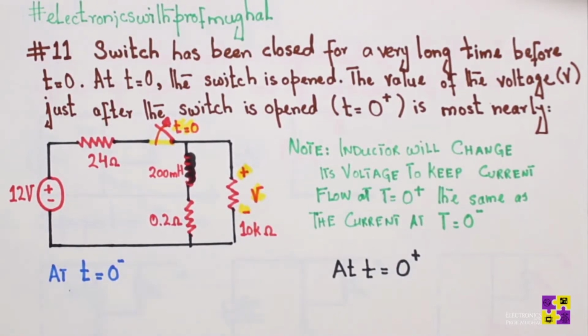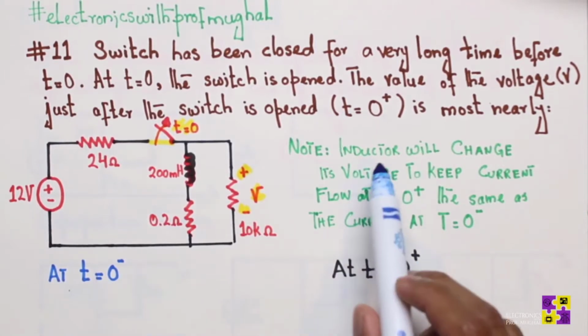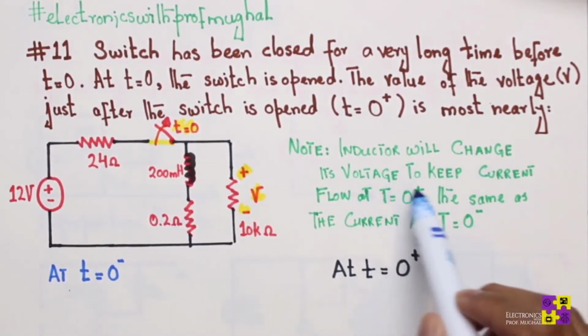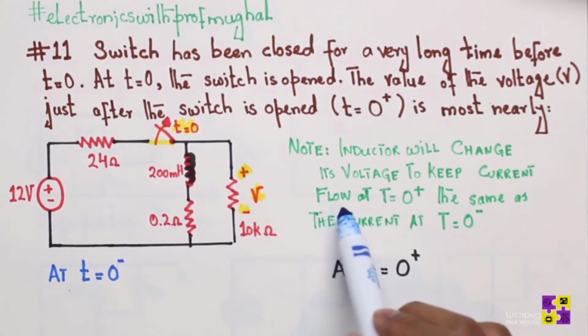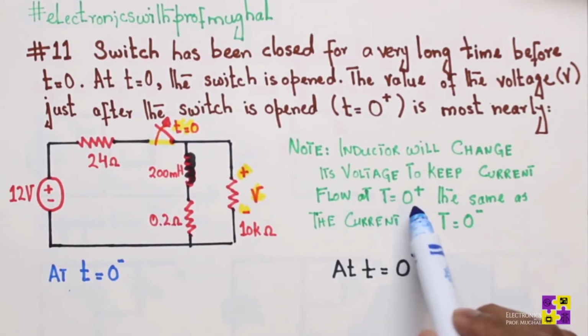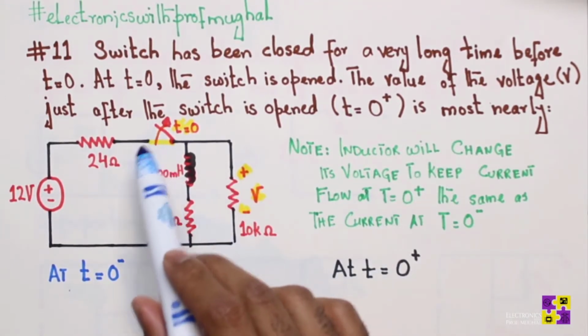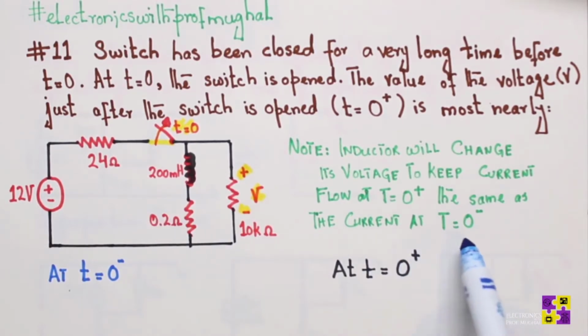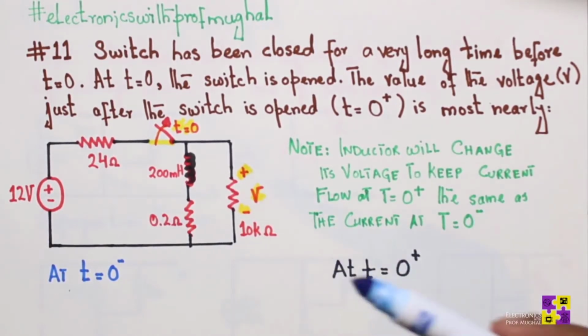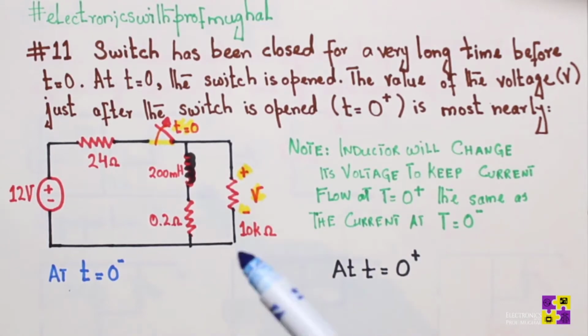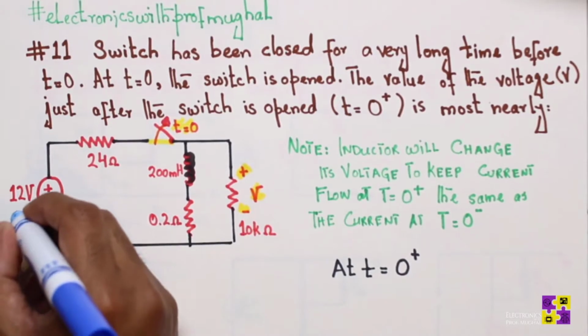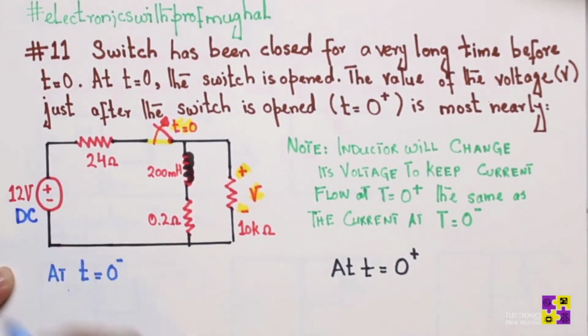So we're going to have to first look at the total current flowing in this circuit at t equals 0. Because remember, the inductor will change its voltage to keep the current flow at t equals 0 plus, after the switch is open, the same as the current at t equals 0 minus, which is before the switch was open. Alright, so remember we have a DC voltage over here at 12 volts.